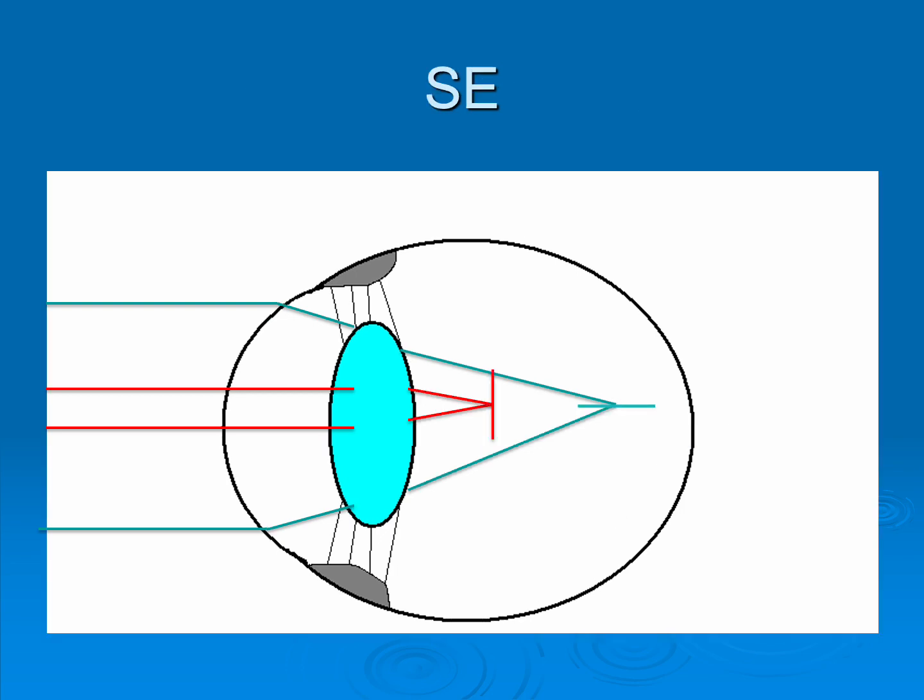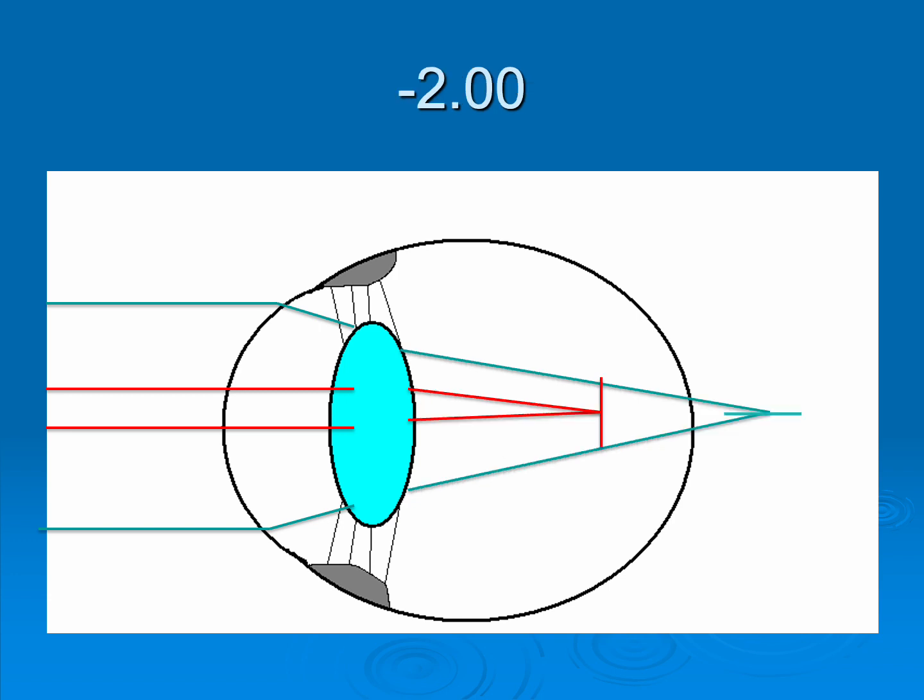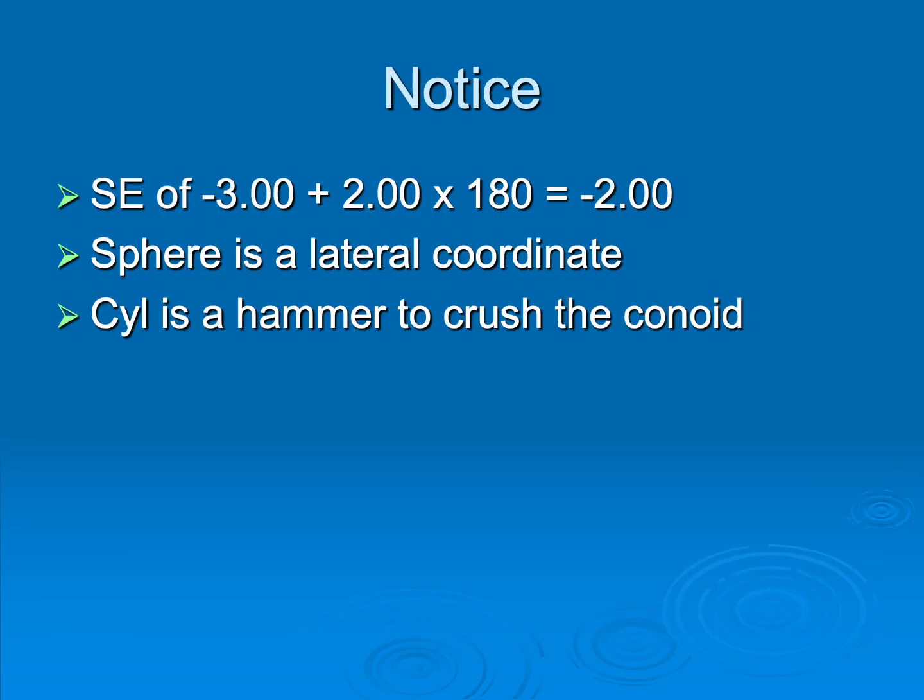So let's go back to our compound myopic astigmatism eye, and let's fix it with spherical equivalent. To do this, I'm just going to put in a -2 diopter lens. Now my conoid is straddling the retina such that the same amount is inside the eye as is outside the eye. So it's halfway in between. So I want you to notice that the prescription that I used to create a spherical cylindrical lens, that spherical equivalent was -2. And that's not a coincidence.